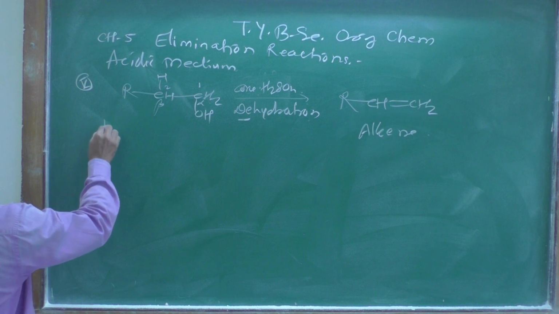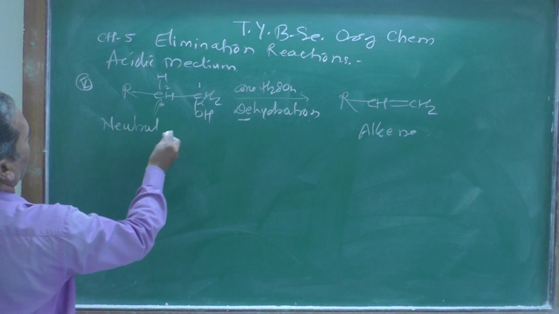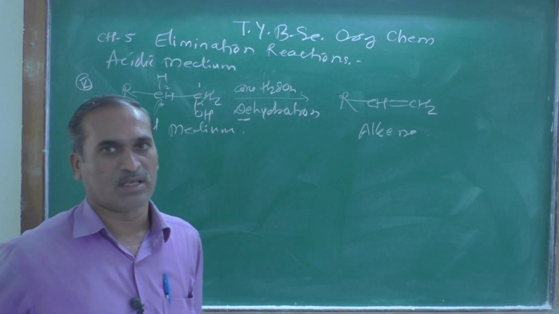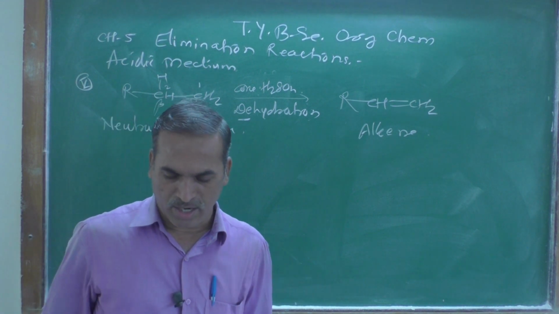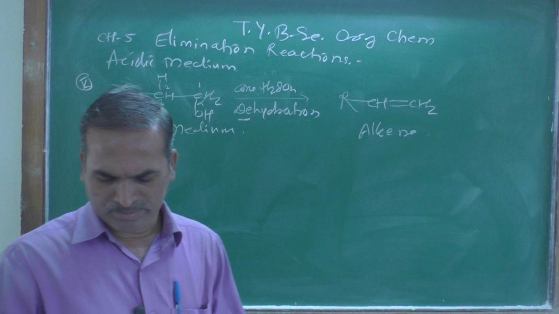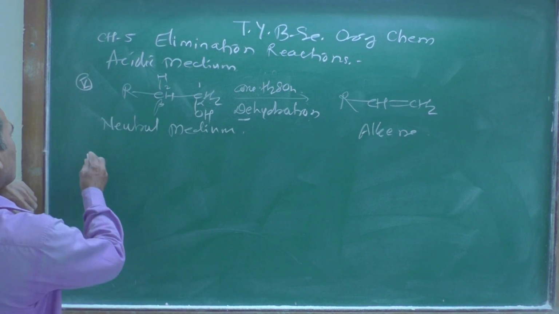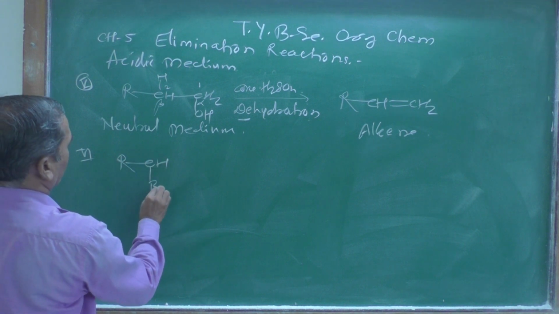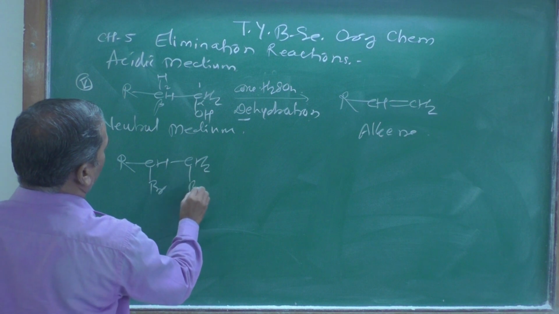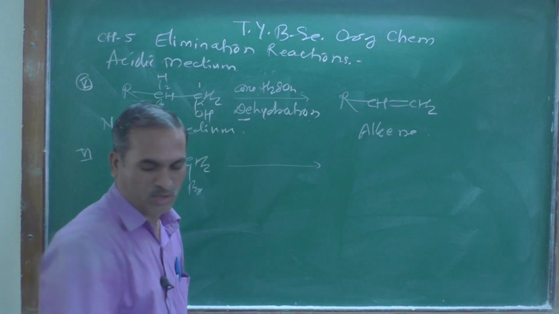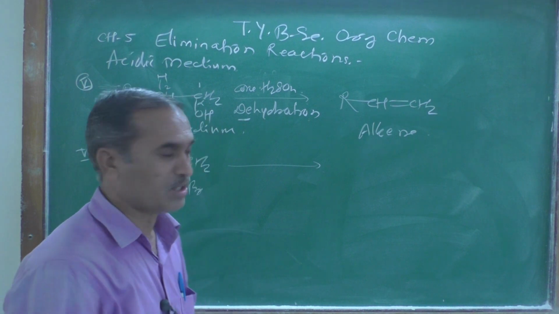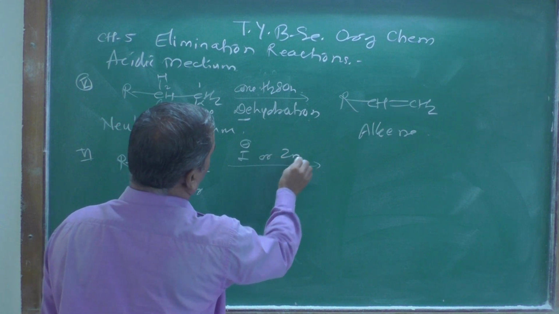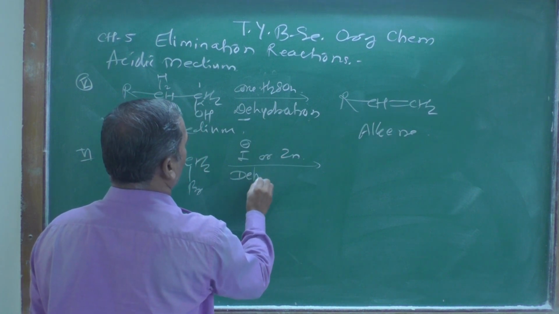Now let us look at the neutral condition, the neutral medium. Some of the reactions are also carried out in the neutral medium. So here let us see reaction number 6. Suppose we have RCH, then Br, then CH2 again with Br, and this is known as dehalogenation, with I minus, or we can use zinc dust.